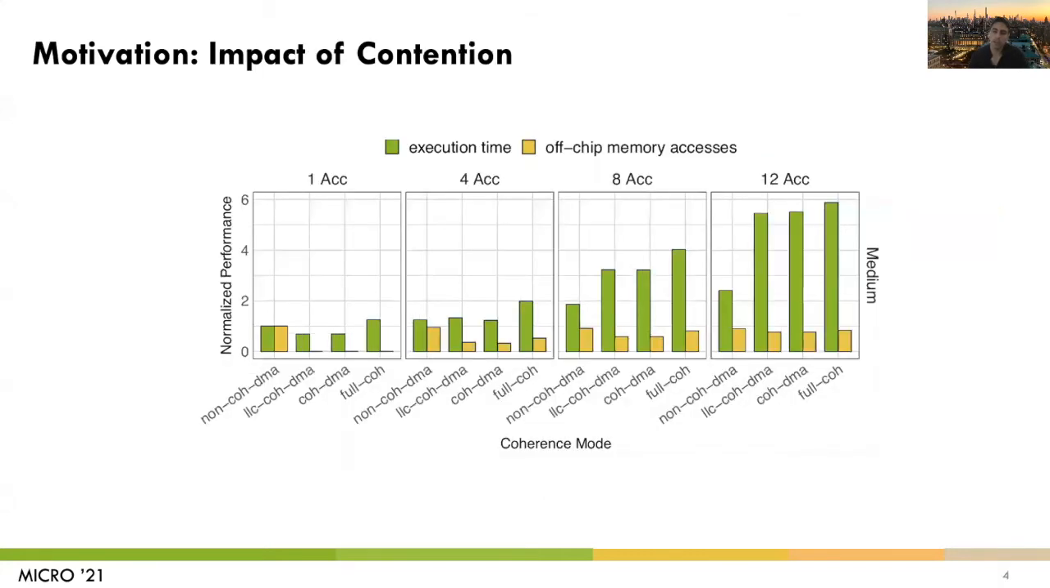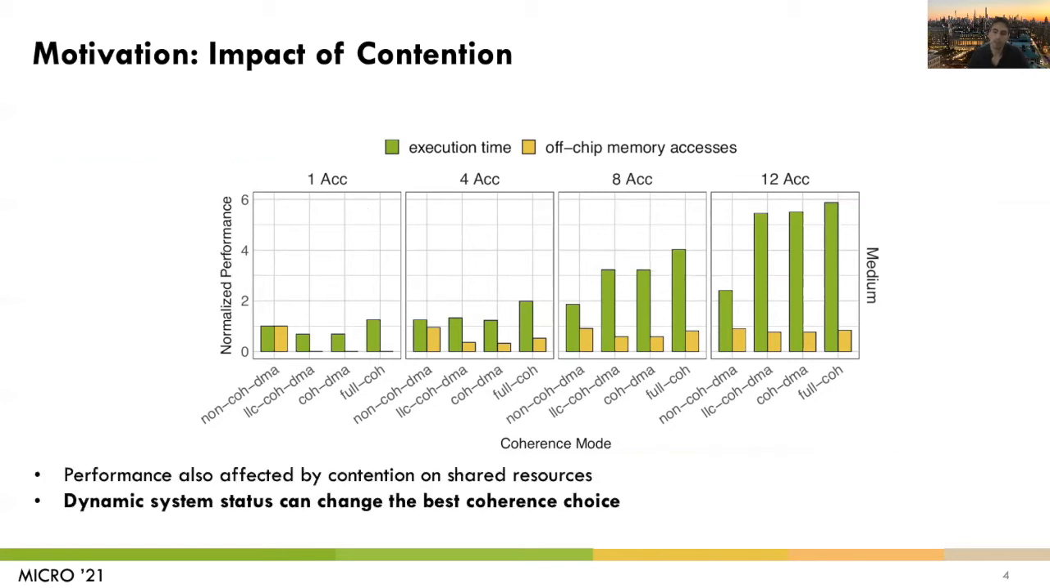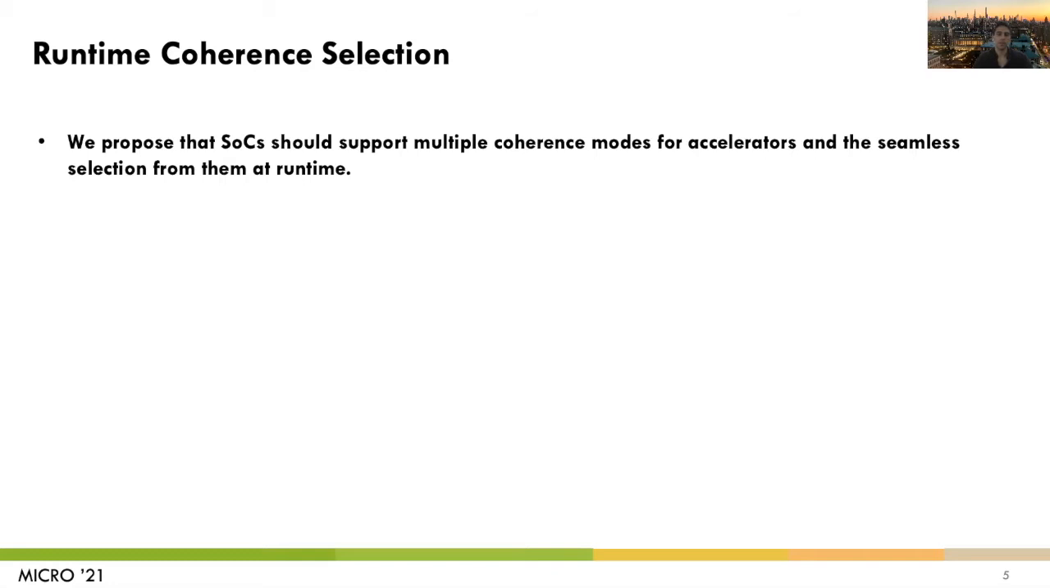As further motivation, we run additional experiments with multiple accelerators running in parallel using the same coherence mode and report the performance compared to the accelerators running in isolation. It is clear that each coherence mode suffers a different performance degradation, with the non-coherent DMA mode degrading the least. This shows us that performance of coherence modes can be impacted by contention on shared resources, or more generally, by the dynamic status of the SoC. Thus, we propose that SoCs should support multiple coherence modes for accelerators and the seamless selection from them at runtime.